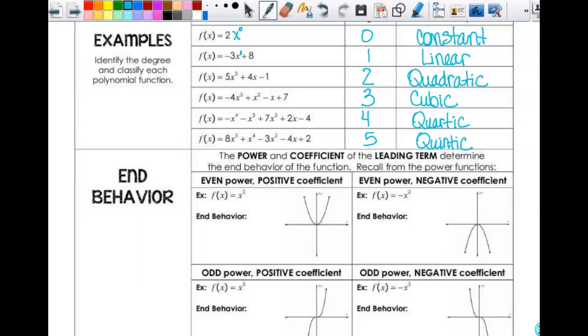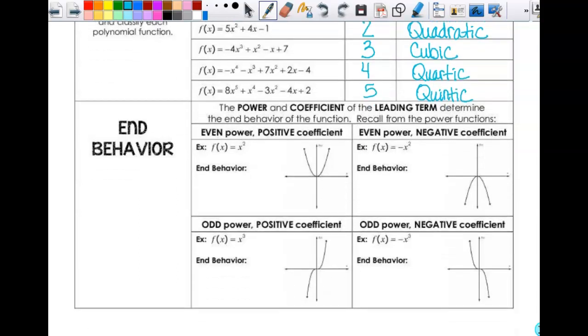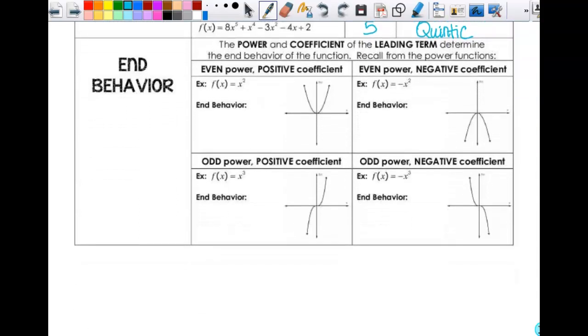But it's fine also to call it a 5th degree, 4th degree, whatever, just because there's names past that, but we don't need to get all crazy and fancy or anything. Okay, so now we're going to talk about end behavior again. It looks almost identical to what we did on the other paper, but it's a little different because these are not just power functions. We're talking now about polynomials. So it says the power and coefficient of the leading term determines the end behavior of the function.